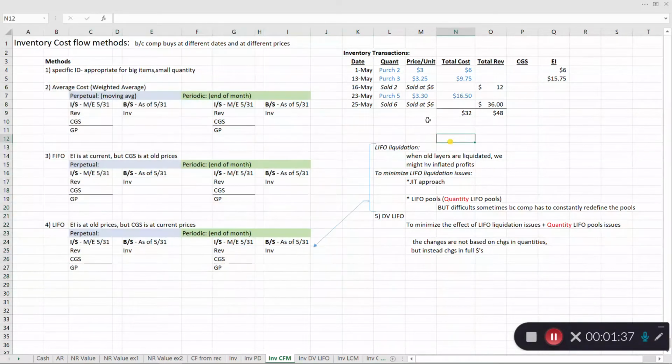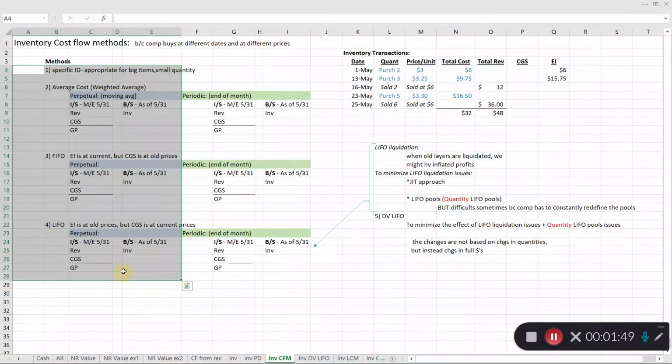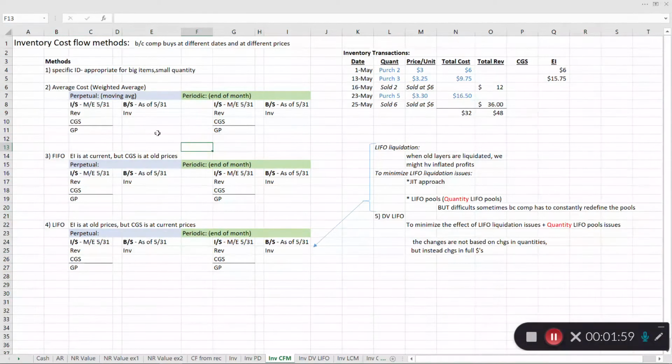Okay, so using this information about inventory transactions, I'm going to illustrate how we account for inventory under these 4 methods here, which are specific ID, average cost, FIFO, which is first in, first out, and LIFO, which is last in, first out. I'm also going to illustrate the difference between having a perpetual inventory system and a periodic inventory system as I illustrate this. Okay, so let's begin with the first method here.